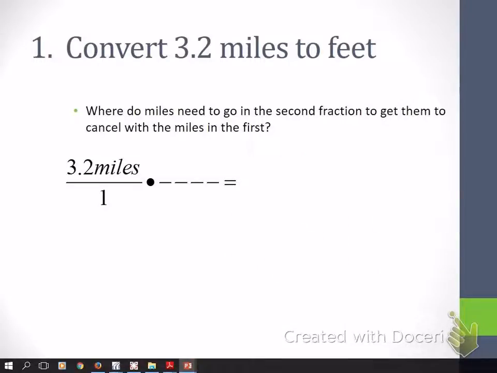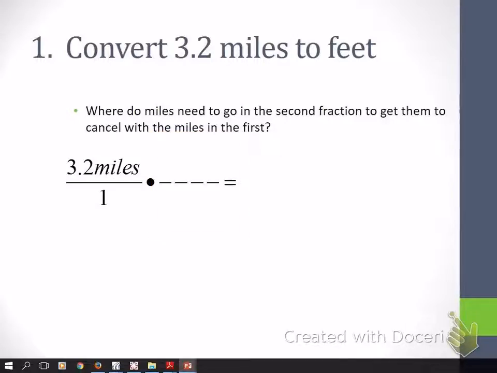We want to convert 3.2 miles to feet. Okay? So do we need to multiply by 5,280 feet or divide? What are we supposed to do? Unit analysis is our way of placing units in this fraction right here. This is our conversion factor fraction. Right? I know that there are 5,280 feet in every 1 mile. So in this fraction, where do I put the feet? Where do I put the miles?